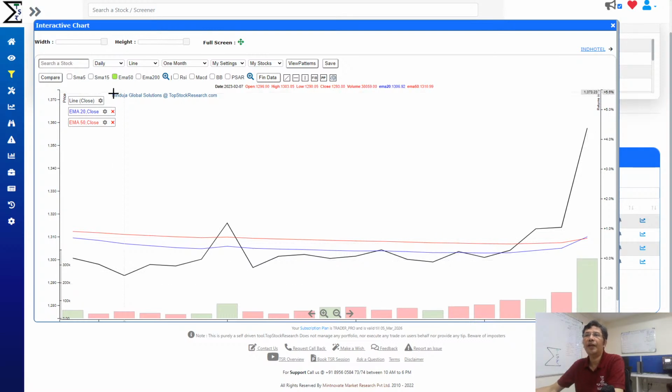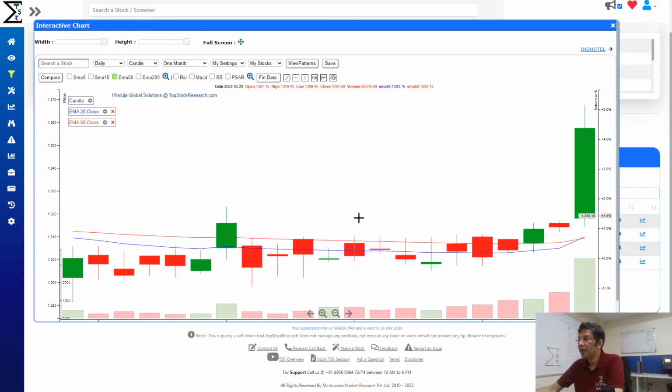It was a pretty flattish market for Hinduja Global. We'll look at the candlestick chart. Right, so there's a sort of gap up out here. This can be looked at from multiple different perspectives. Purely from a price action perspective, it has broken the resistance.